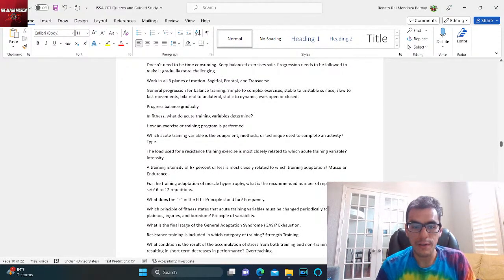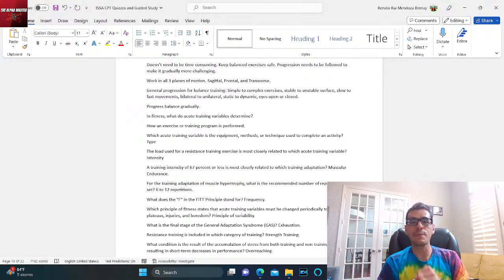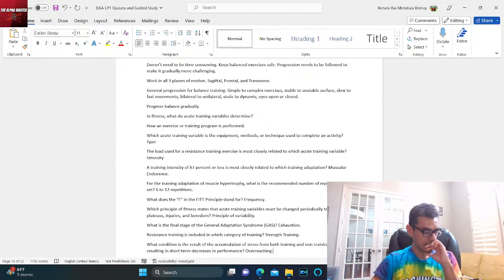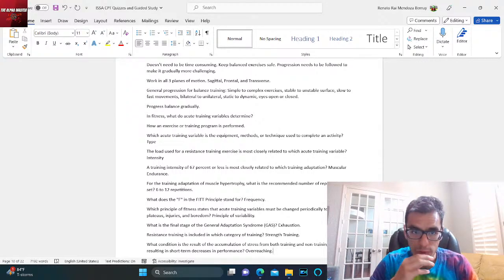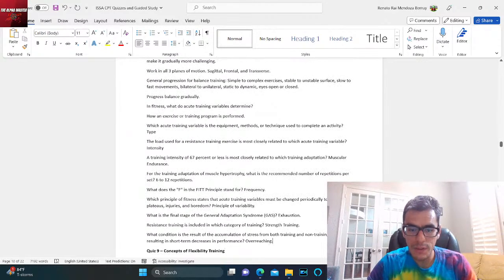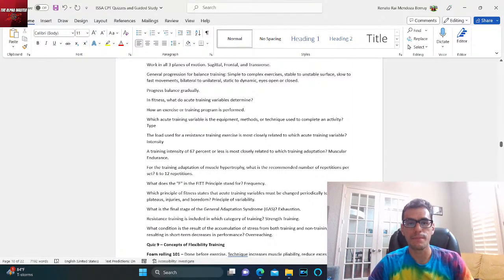What condition is the result of the accumulation of stress from both training and non-training activities, resulting in a short-term decrease in performance? Overreaching. A long-term decrease in performance is overtraining. Overreaching is the short-term decrease in performance capacity.